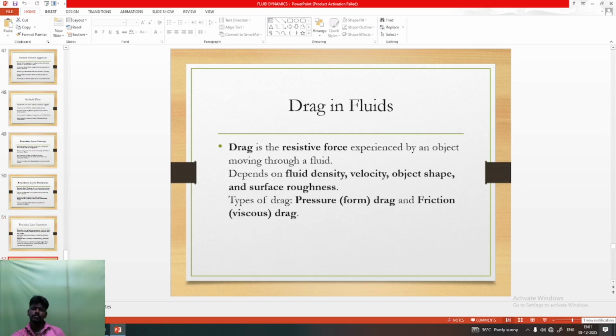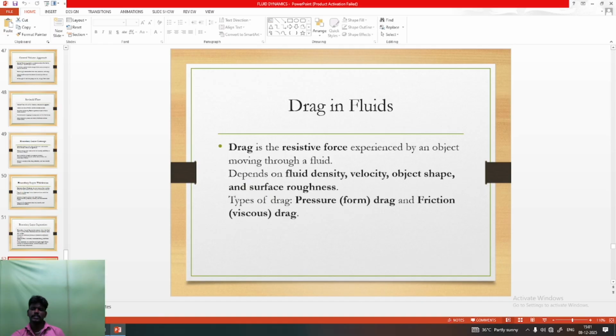Then drag in fluids. Drag is the resistive force experienced by an object moving through a fluid. It depends on fluid density, velocity, object shape and surface roughness. The types of drag are pressure drag, which is called form drag, and friction drag, which is caused by viscous force. These are the drags in fluids.